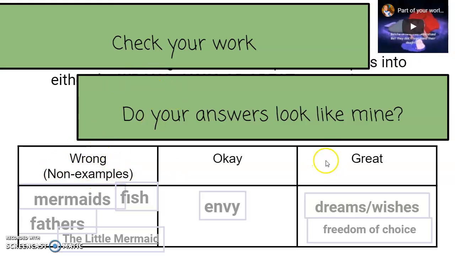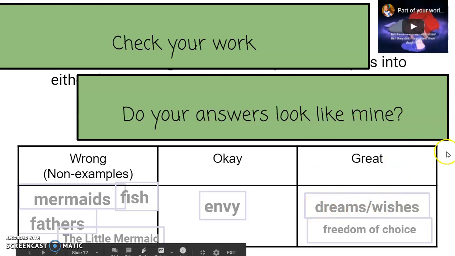So let's start with the great column. The song is all about how Ariel wishes that she could be part of the human world because it's kind of the grass is greener phenomenon. She's heard that it's great. She's seen it for brief moments, and it is her dream or her wish to go up there. So this one I would say is more on the good end.